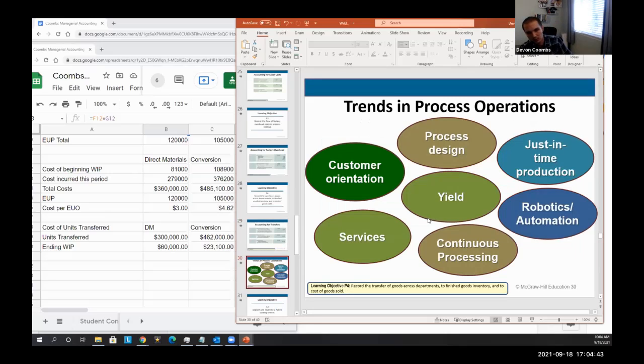These are trends in process operation. We're seeing these trends. I know these are just bubbles. It's not the best slide. This is a lot more interesting than you'd think. Like the fact that we have process operations nowadays, like the thought of Amazon.